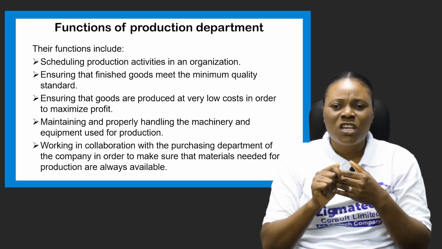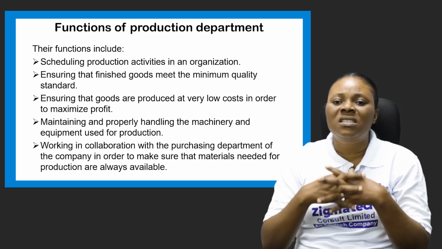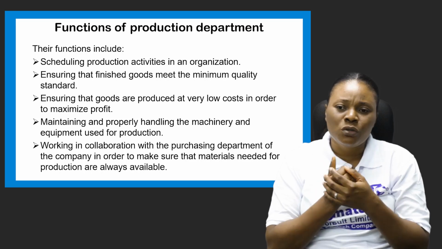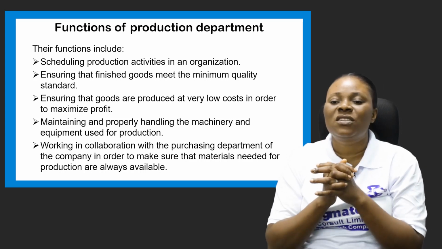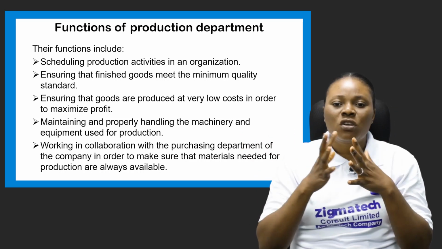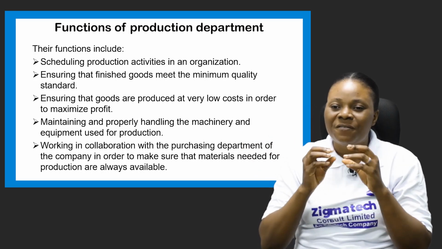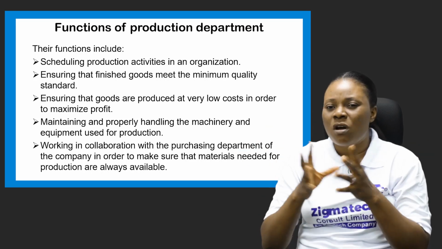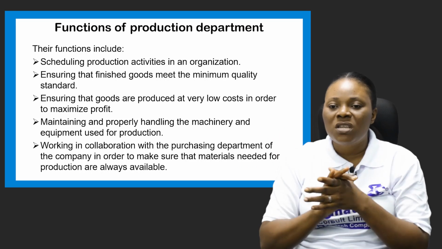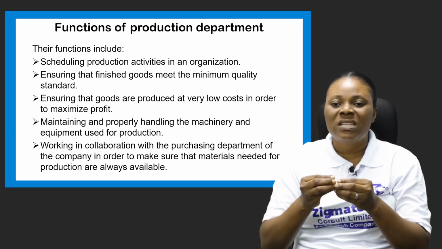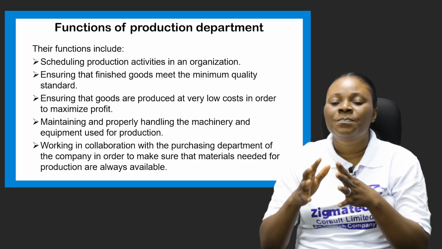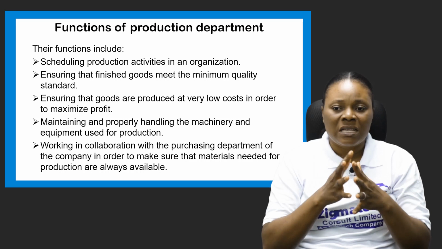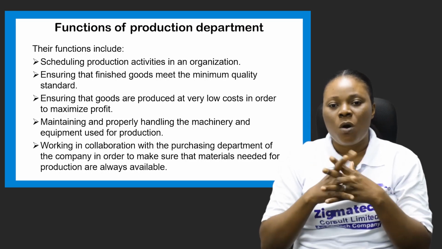They ensure that finished goods meet the minimum quality standard. They ensure that every product produced meets the quality standard of the establishment. They also ensure that the goods are produced at very low cost in order to maximize profit. They ensure that raw materials are not wasted, money is not wasted, and goods are produced at very low cost so that the organization will be able to get as much profit as they want.